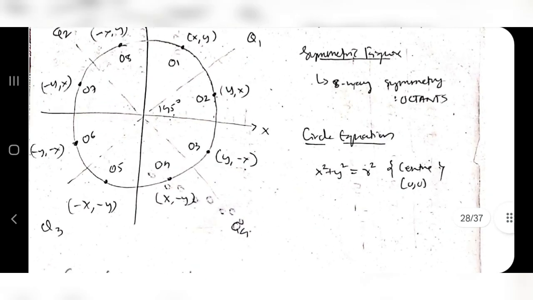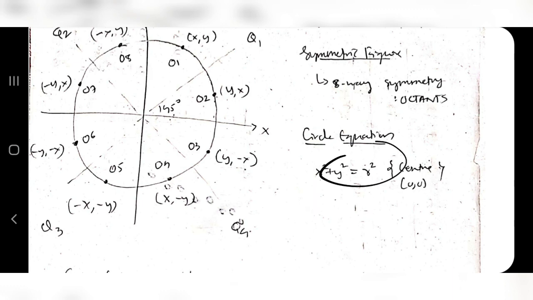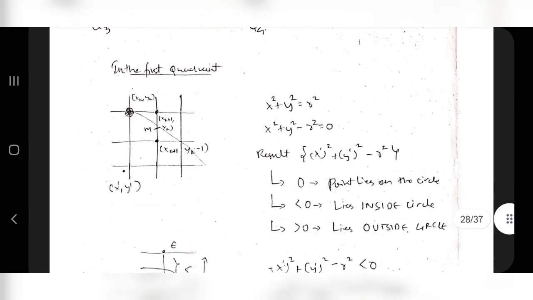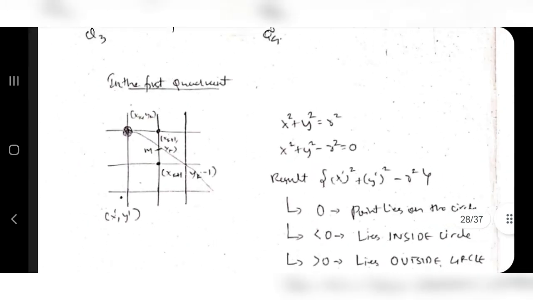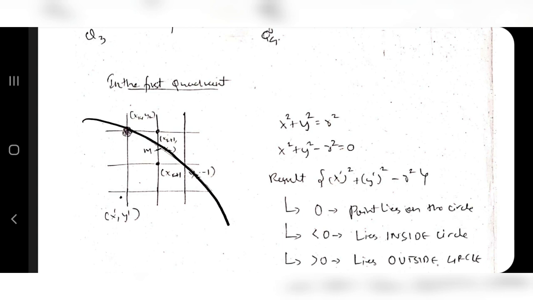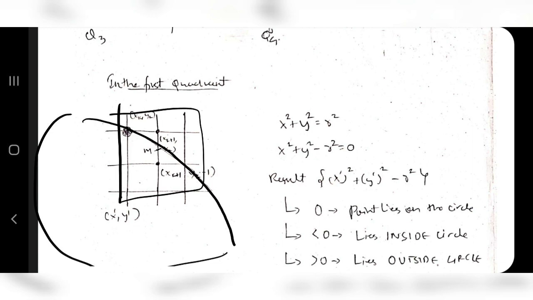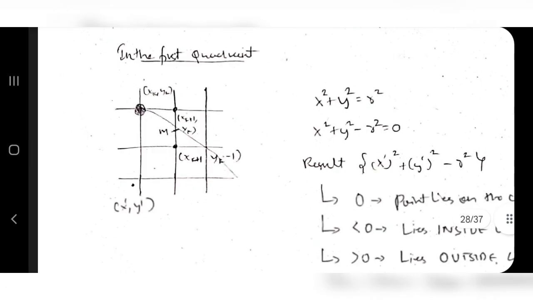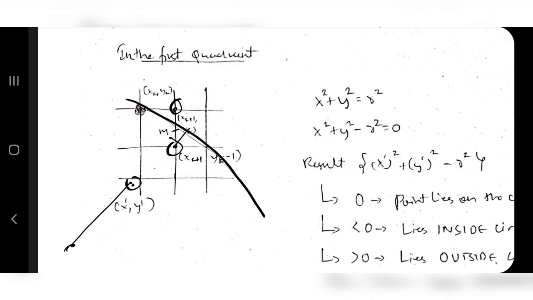Before that, it's a symmetric figure, so 8 octants are there, and the circle equation is x square plus y square is equal to r square from the center. This you already know, the usual circle equation. In the first quadrant, if we consider a circle here, it's passing through like this. I'm just considering this part of the circle. This is the center, and these are the points taken into consideration. The first point is on the circle itself, the second is near the circle, and the third is outside the circle.